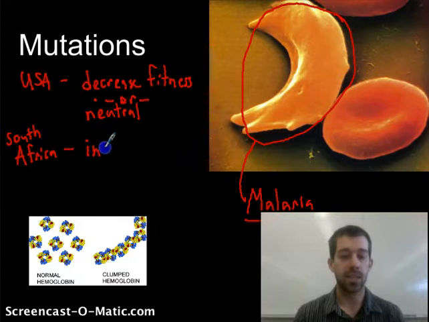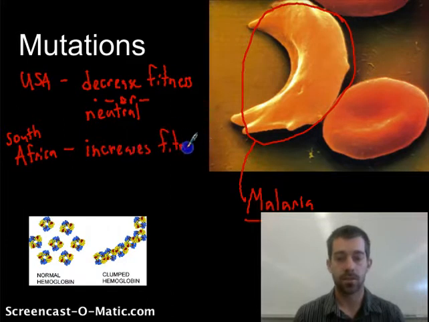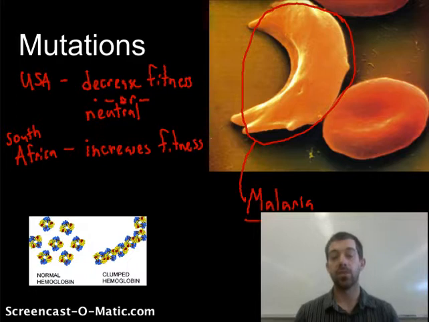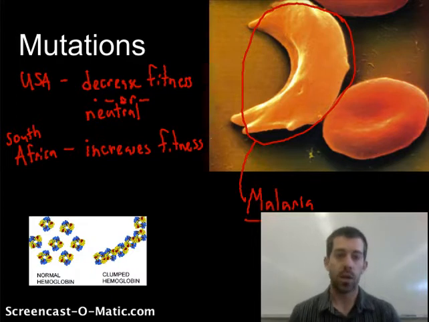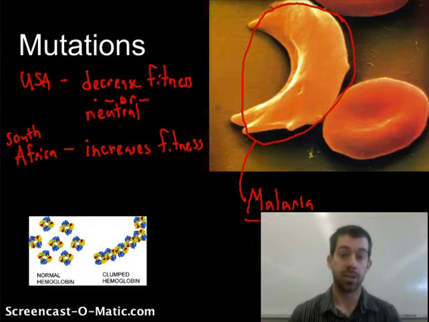It actually increases your fitness. So it all depends on the environment, whether a mutation is a good thing or a bad thing. Being a white peppered moth is good if there are white trees around, but it's bad if there are black trees around. And if the trees change, your fitness can change too.